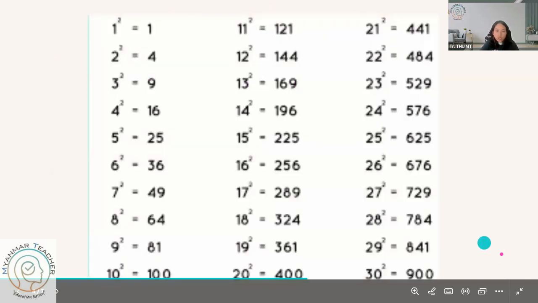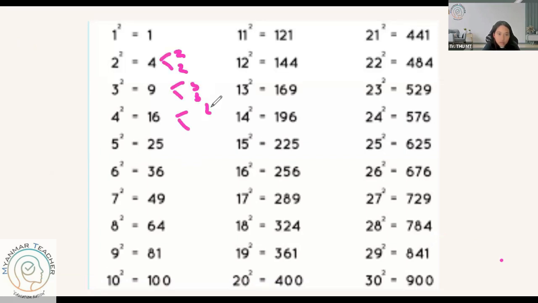This is just a diagram of all the perfect squares. All of these can be made by multiplying a number by itself. I'll show you: this can be 2 and 2, 3 and 3, 4 and 4, basically like that.